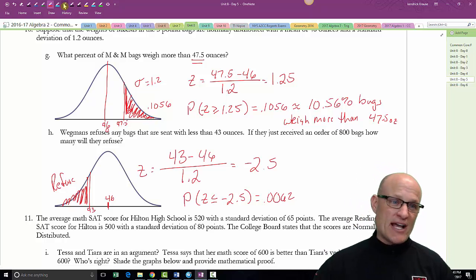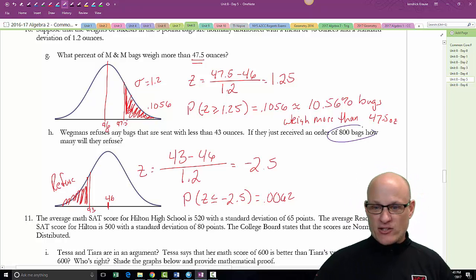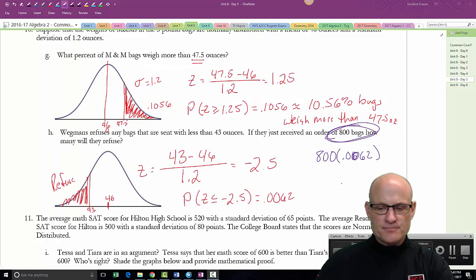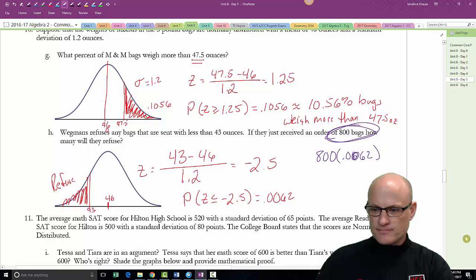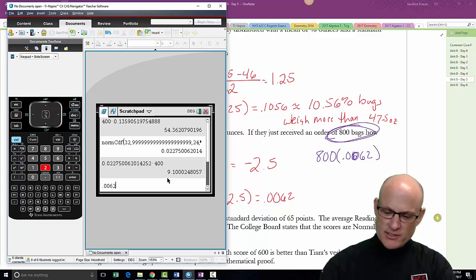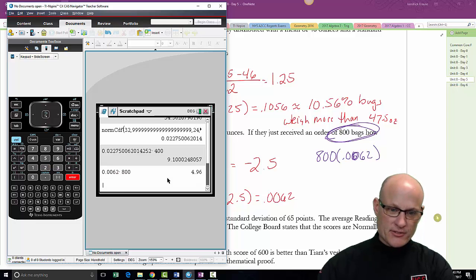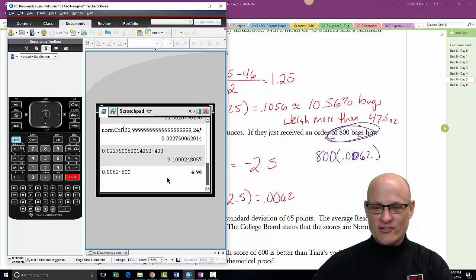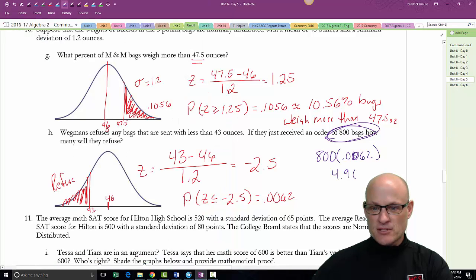The question that was asked was, how many bags of the 800 will Wegmans refuse? I have to take 800 and multiply it by 0.0062. So 0.0062 times 800, enter. 4.96. So Wegmans will refuse about 5 bags.